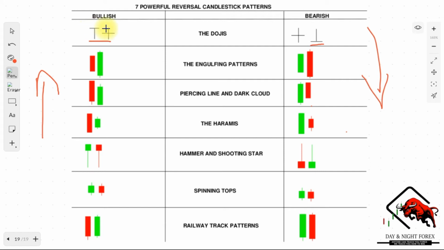It also depends where it is in the market. This is more powerful found at the end of a downtrend, and this is more powerful found at the end of an uptrend. It's a reversal pattern, so it should be at the end of a trend. It's very powerful when it's that way.